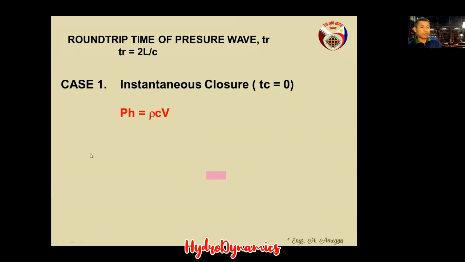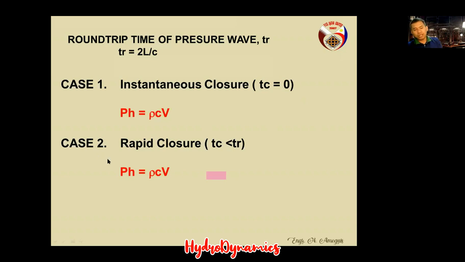Then for rapid closure, if the time of closure is less than the round trip time, it is somewhat fast, but the increase in pressure is still almost the same: rho times celerity times V. So rapid or instantaneous, they are the same.